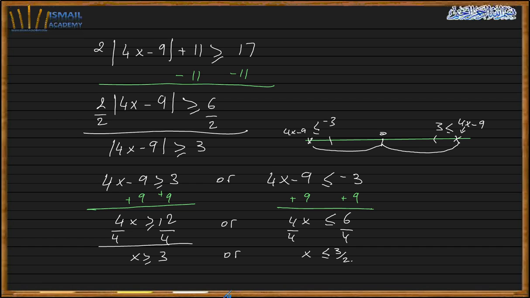So we have different ways to express this. This is a solution, or I can use interval notation. Both of them include x, so I'm going to shade this part. So I can say it's negative infinity to 3 halves, union 3 to infinity.